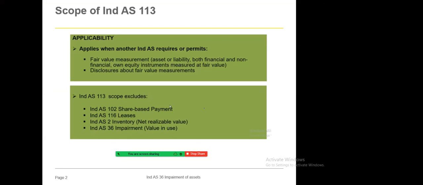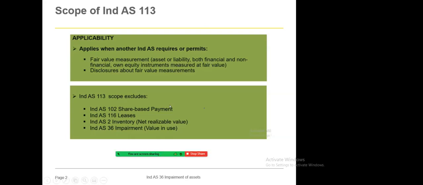Okay, so let us start with Ind AS 113, which talks about fair valuation. In this standard, we are first going to discuss the applicability, that is, on what things Ind AS 113 is applicable. Ind AS 113 is applicable when another standard requires or permits fair value measurement. That means Ind AS 113 will not tell you when to calculate the fair value. It will only tell you how to calculate the fair value, because when to calculate it is recommended by the other accounting standards.